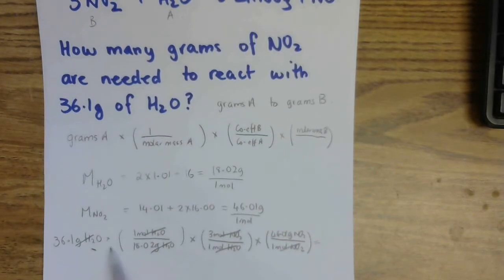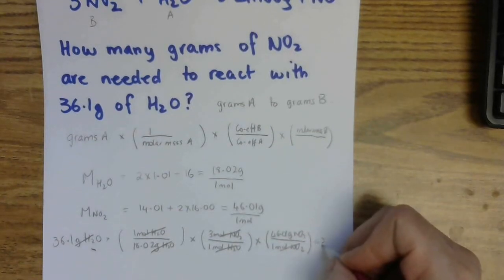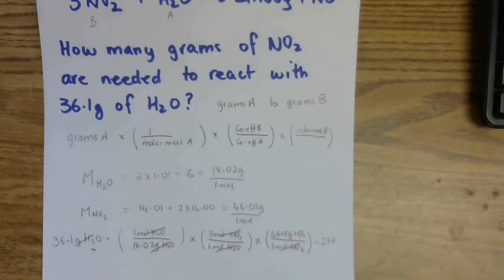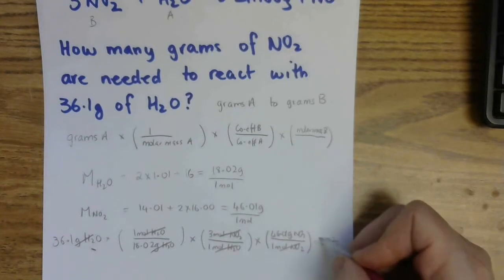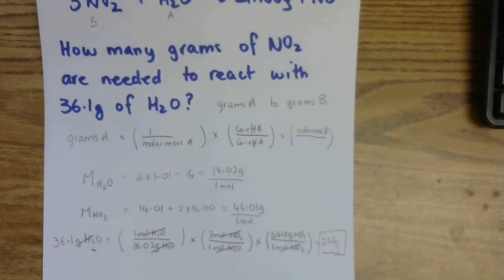The only operation that I'm doing here is multiplication. The number of significant figures here is going to be limited by the 3 significant figures of the information that I'm given. So when I enter that into my calculator, I get an answer of 277 grams when I round to 3 significant figures.